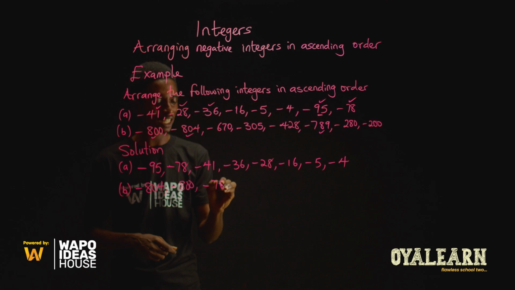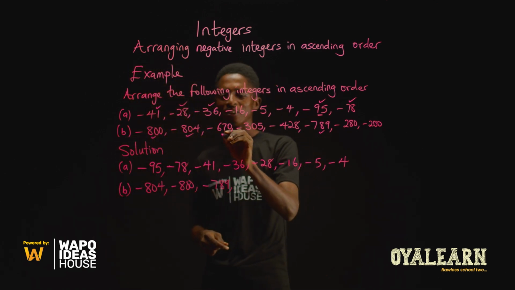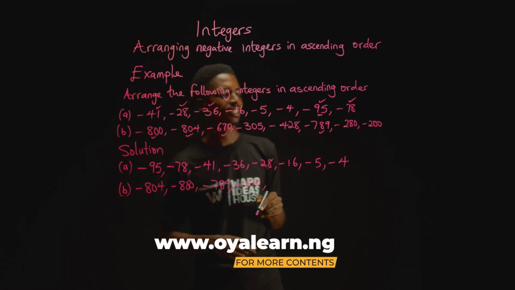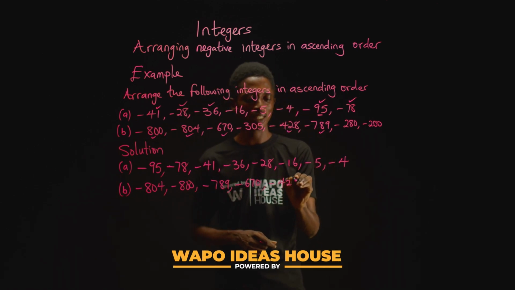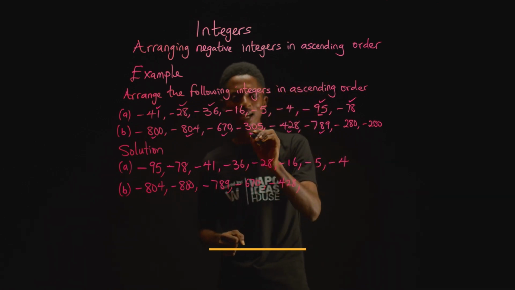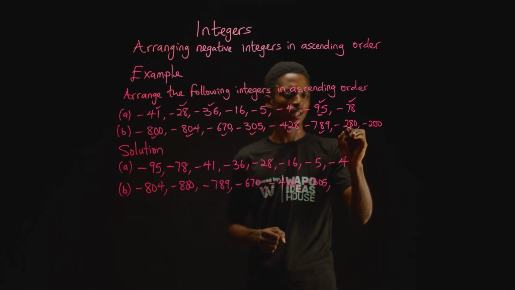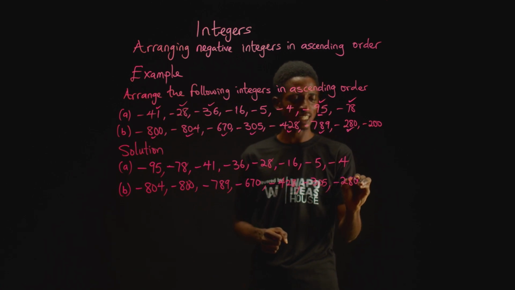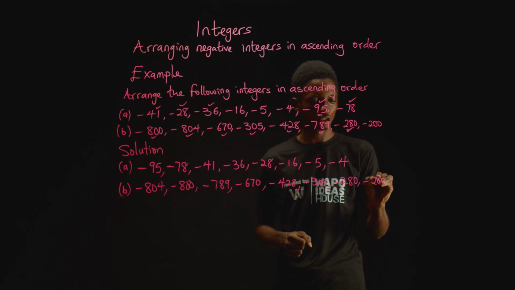minus 789. And after that we have minus 670. And then minus 428. Of the remaining numbers, we have minus 305, then minus 280, and finally minus 200.